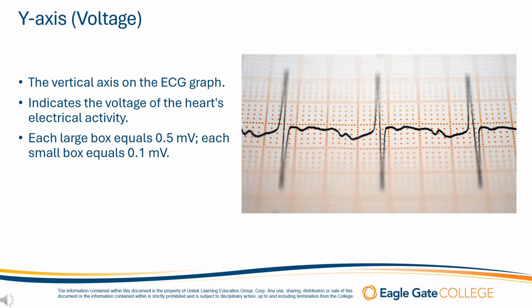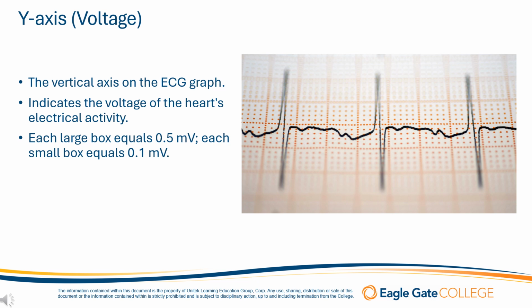Remember, on the y-axis, each large box represents 0.5 millivolts. This allows us to measure significant changes in the heart's electrical activity, and if a QRS complex extends across two large boxes vertically, this indicates that the voltage of that complex is 1.0 millivolts. Each small box on the y-axis represents 0.1 millivolts. The small boxes provide more precise measurements of the voltage. For instance, if a waveform spans 5 small boxes, it signifies a voltage change of 0.5 millivolts.